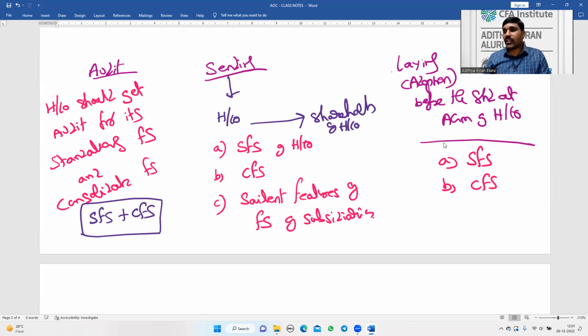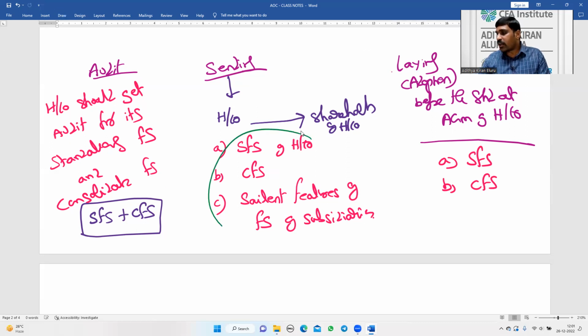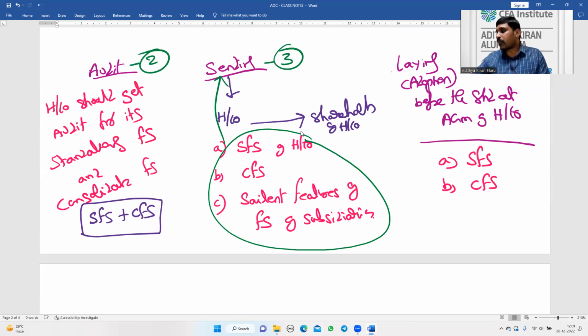That's it. While sending, we have to send all the 3. Send 3 statements, audit 2 statements, laying 2 statements. The holding company has to get audit for both standalone and consolidated financial statements. These are the sequence 1, 2, 3: first audit will happen, thereafter sending, thereafter laying or adoption.